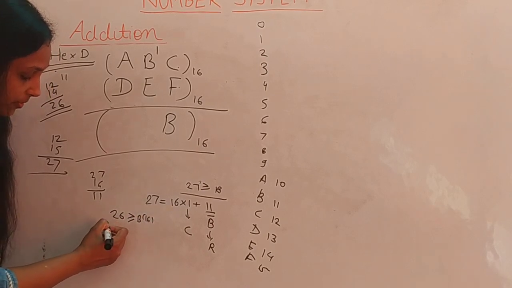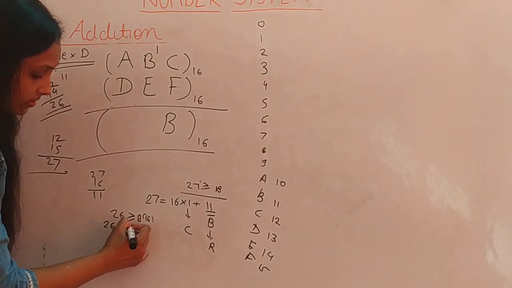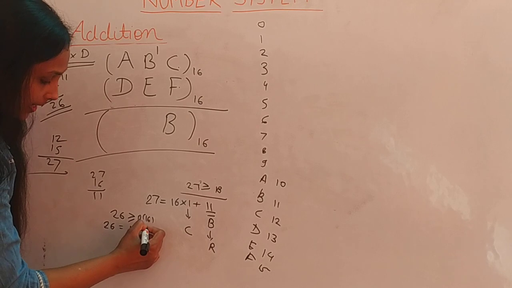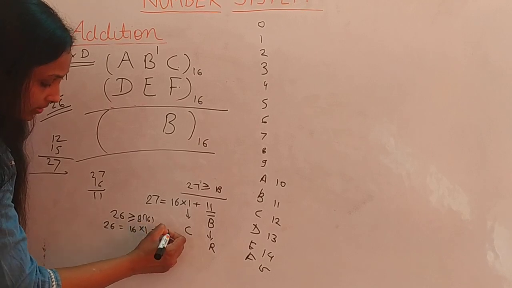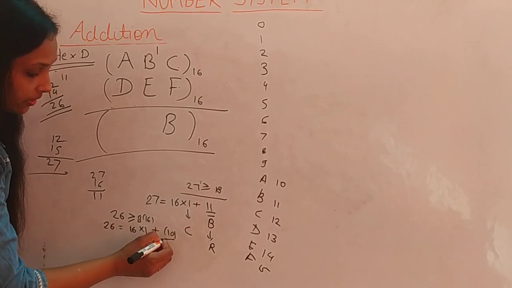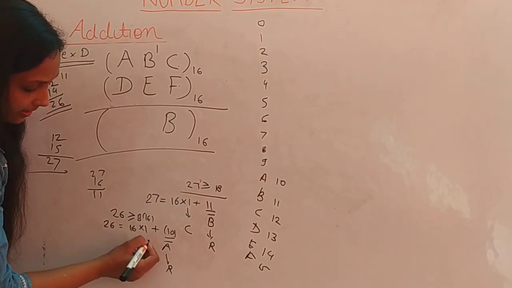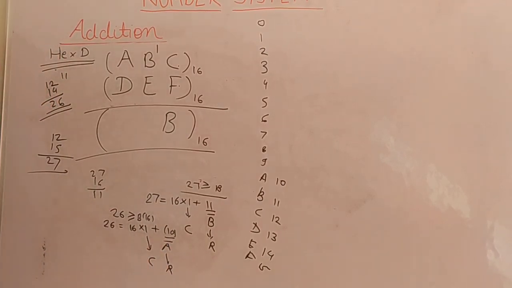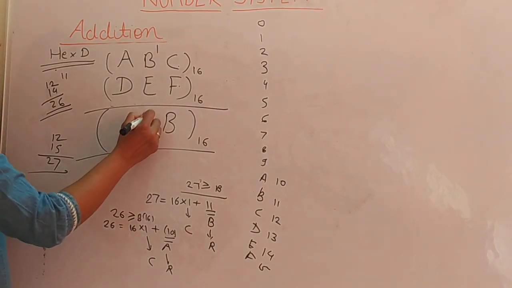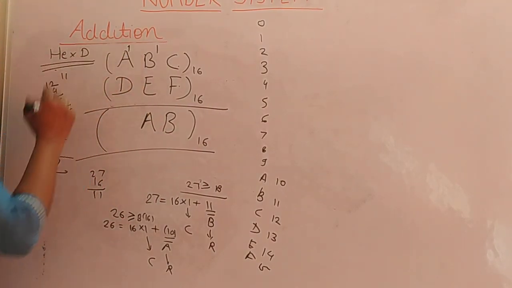So what we'll do, we will write 26 as 16 into 1 plus 10. So 10 means here A. So A will be the remainder and 1 will be the carry. So we'll write here A and 1 will be the carry.